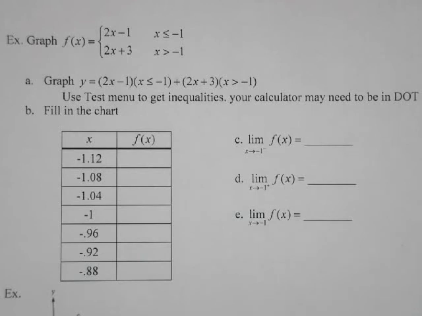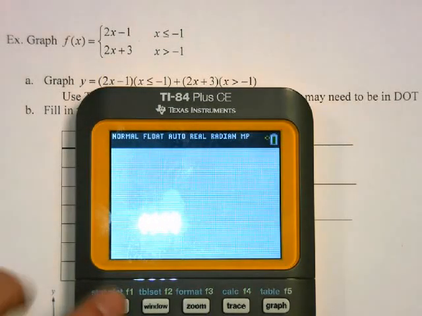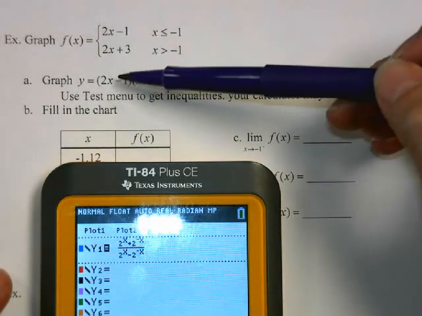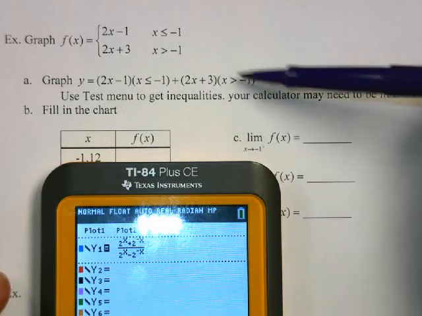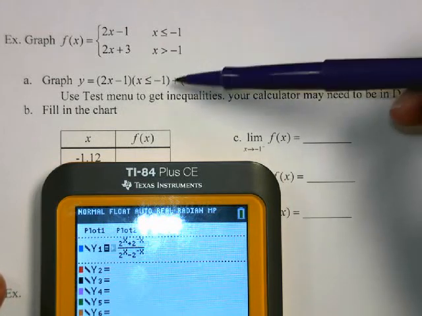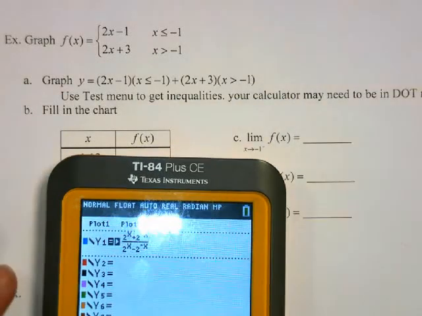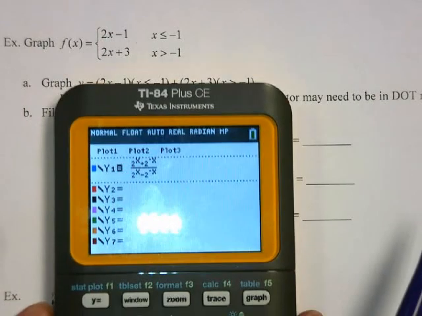Okay, now we're going to graph another piecewise, and I'm actually going to show you how you can do this in your calculator. So we're going to graph this piecewise. You're going to type it in like this. So you have this equation, this range, this equation, the domains, and then you put addition in between them. So it has to be exactly like this. To get the inequalities, you're going to use the test menu.